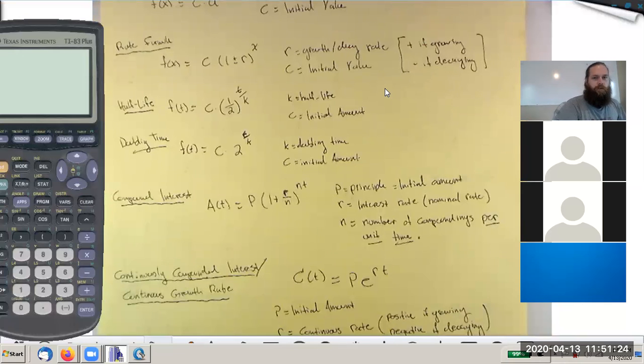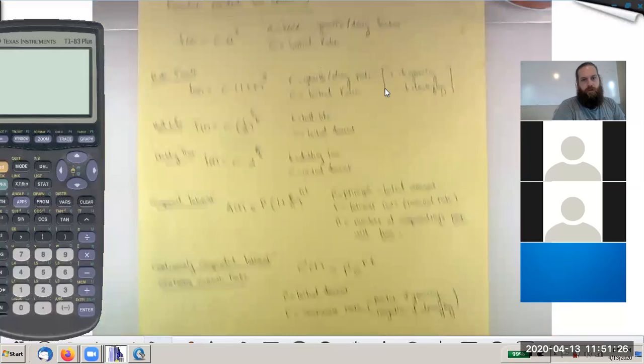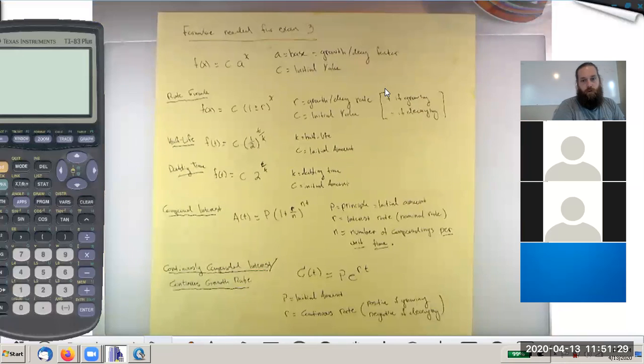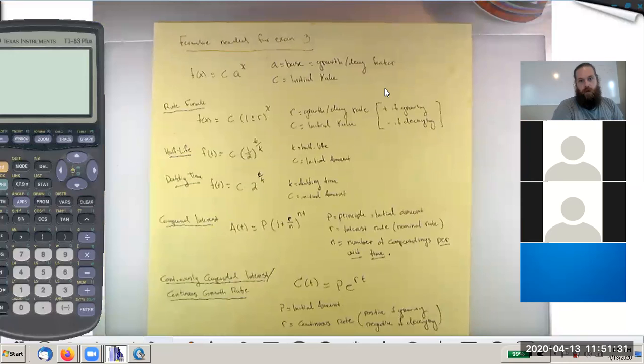So these are the exponential formulas that you are going to be expected to know for exam 3. These should all stick in your head pretty well after you do the homework. As long as you've gone through and honestly worked all those homework problems to the best of your ability, then it shouldn't be too difficult.